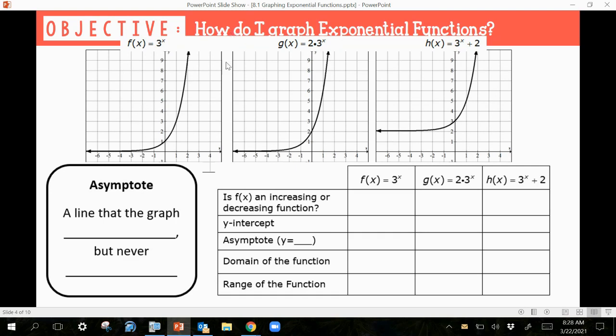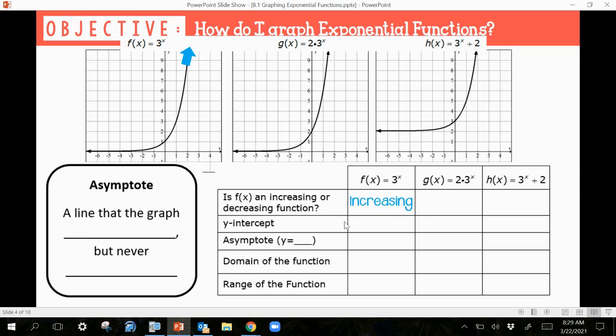So we're given these three different graphs and we want to find information about each of them. So this first graph, f of x equals 3 raised to the x. So our first question, is this increasing or decreasing? So read it from left to right, just like how you read a book. Is this going up or is it going down? It is going up. So this would be increasing.